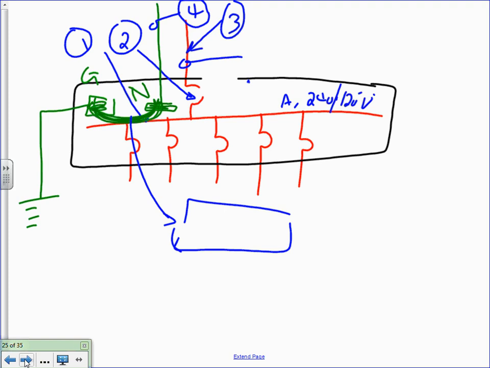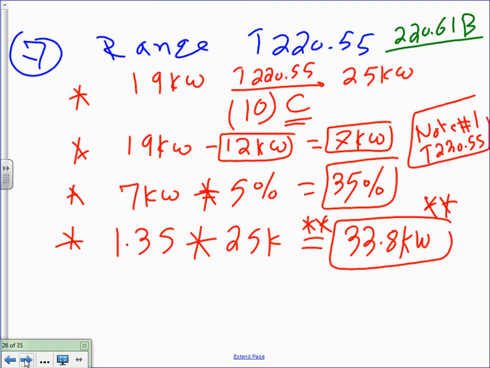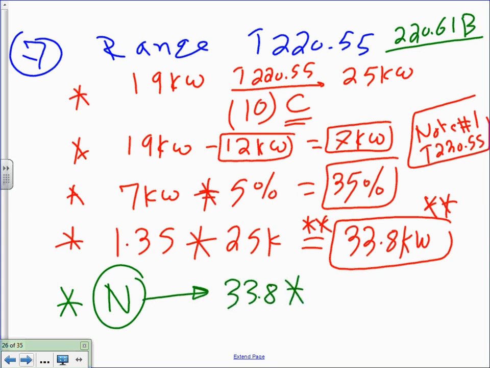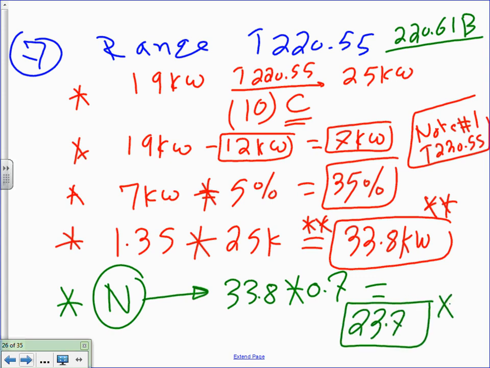Okay, let's go to the range. Next, range. You guys remember for the range, you cut the neutral by 70%. If you go to 220.61(B), it will tell you to cut the neutral by 70%. So for neutral, you take the 33.8 multiplied by 0.7. Why 0.7? Because 220.61(B) gave me 0.7. So all that load would be 23.7. Highlight this, put stars next to it.